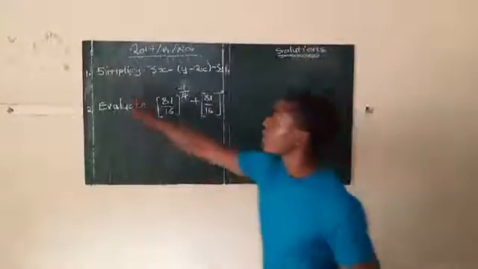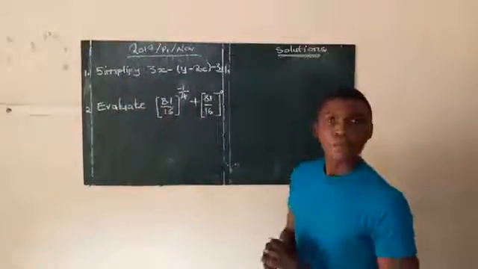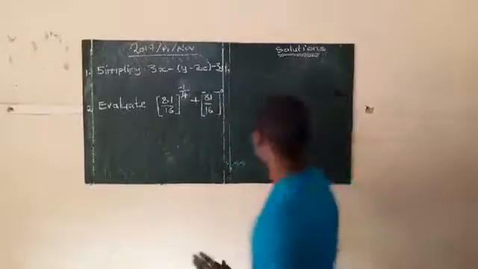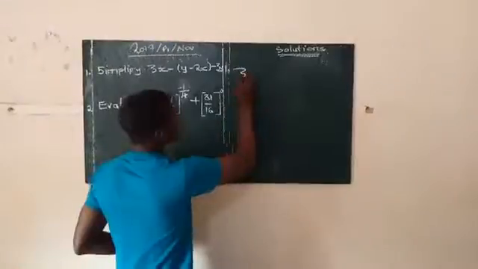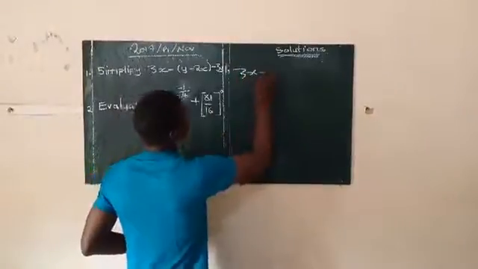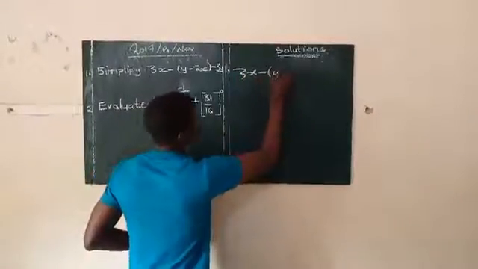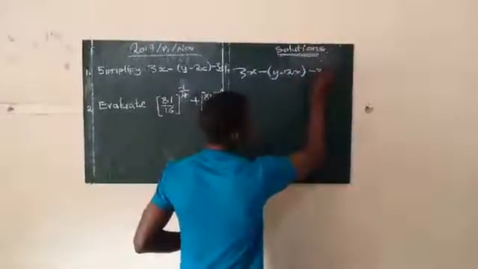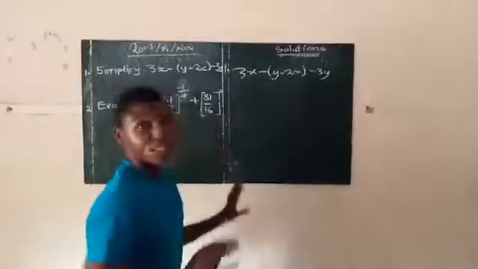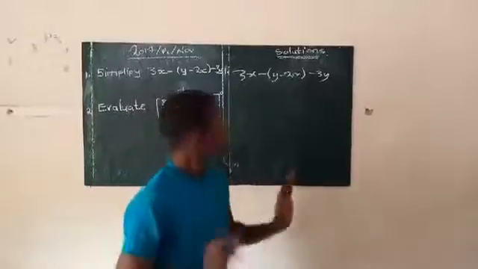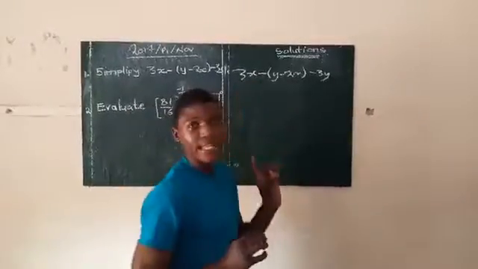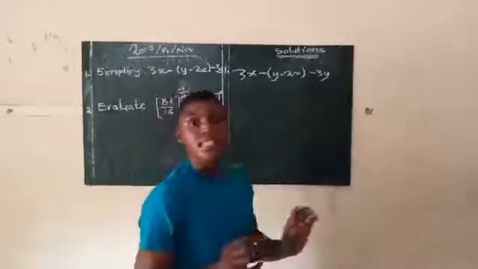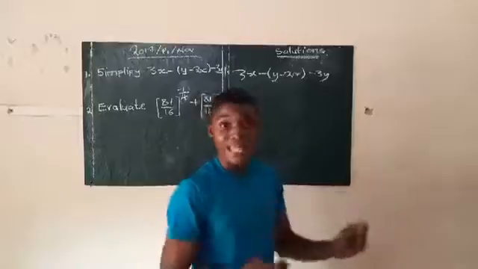So it says, simplify. This is an expression. It's not an equation. It's an expression. It is saying 3x minus (y minus 2x) minus 3y. They are not saying you should solve for x or for y. They're saying simplify. In this manner, it means it is complicated.